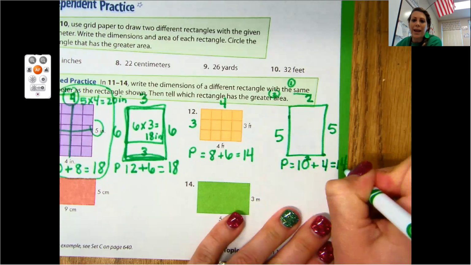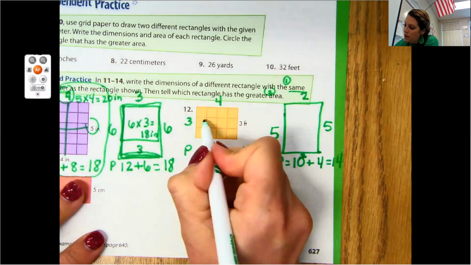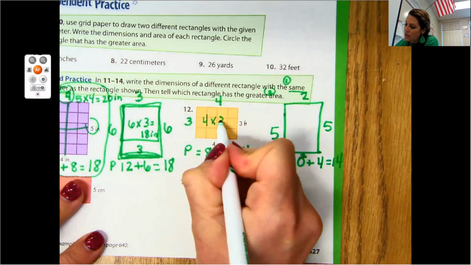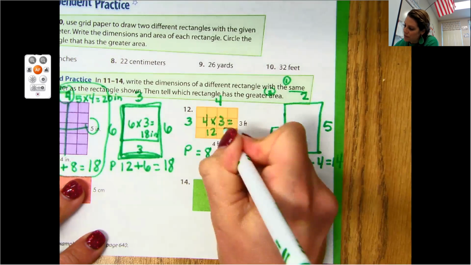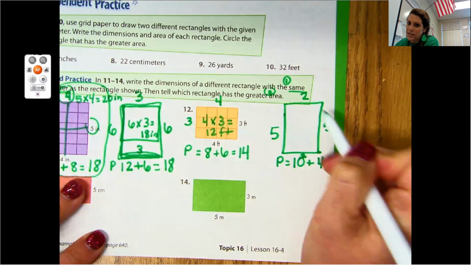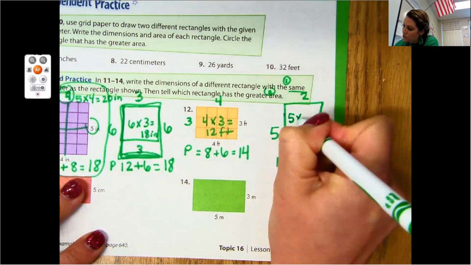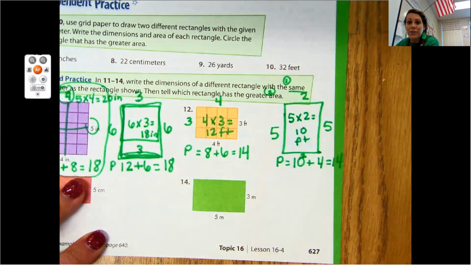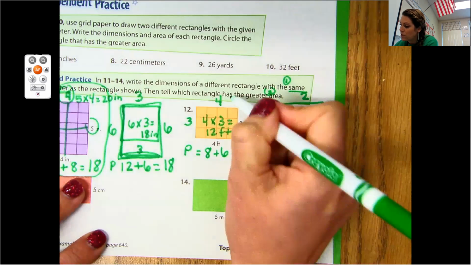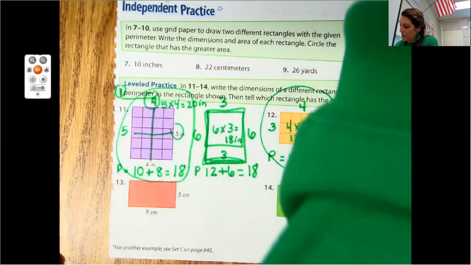So now let's think about our area. Remember, we multiply 4 times 3 equals what? 12 feet. And then on our other rectangle, what two numbers are we going to multiply? 5 times 2, which equals 10 feet. Which one has a greater area? Circle it. You should have circled the orange one. All right, moving on. Hopefully it's getting a little bit easier for you.